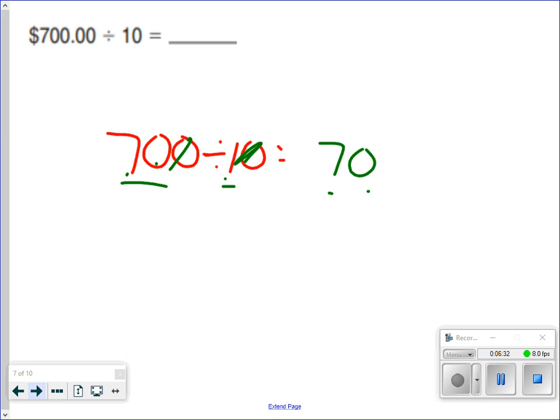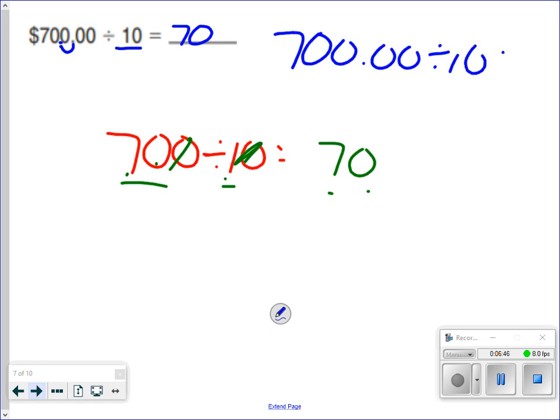But when you're working with a decimal, it's really cool. Dividing by 10, we can just move the decimal one place value. So 70 is also your answer. I'm going to show you that trick. Let's say I was dividing $700 by 100. I would move it 2 spots. So the answer is 7. Think about it. If you have $700 divided by 100 people, every person would get $7.